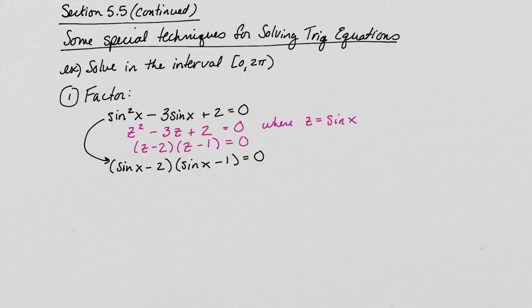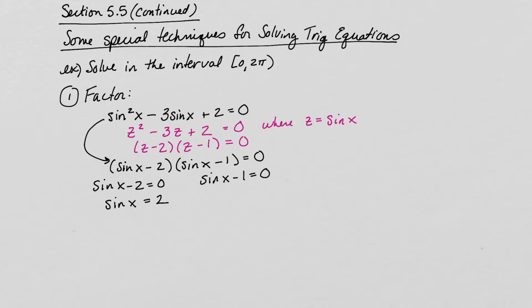So now it's similar to problems we did last class, right? I have two things that are multiplied together that give me 0. So either sine x minus 2 has to be 0, or the second one, sine x minus 1, has to be 0. Then I'm going to solve each of those equations. In this first one, I'm going to add 2 to both sides. So we're looking for where the sine of x is equal to 2.